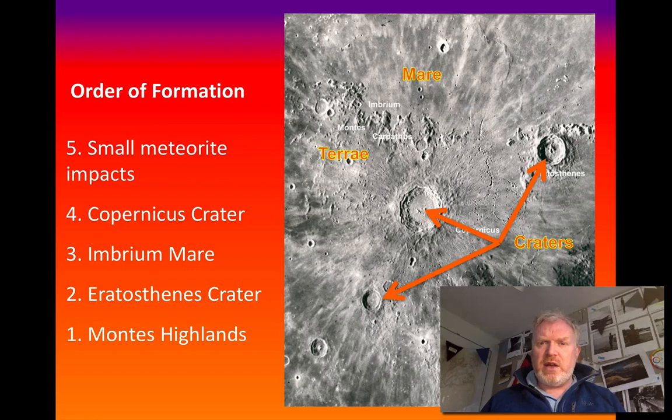The Imbrium Mare, then, the flat area to the north, must be next. It clearly is filling up a hole in the highlands, but we can see that the rays from Copernicus are on the top surface of that mare. So Copernicus must have happened after the mare was erupted. And finally then we can see the whole area, including the smooth surface of the mare, pockmarked with these small meteorite impacts.